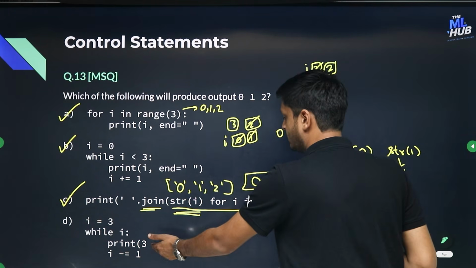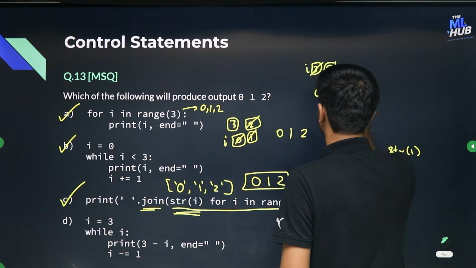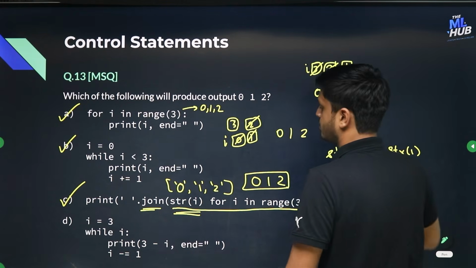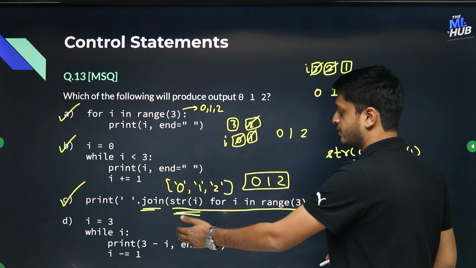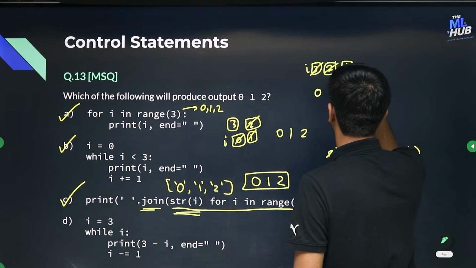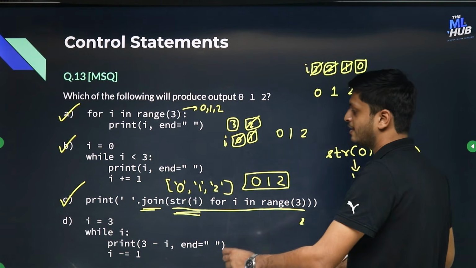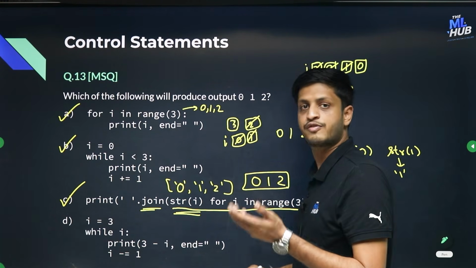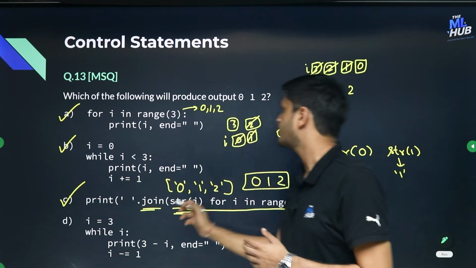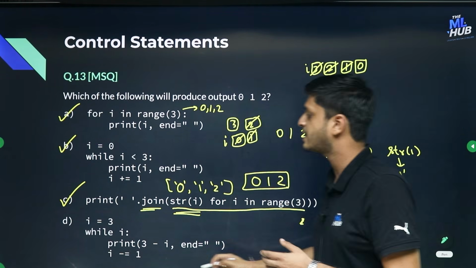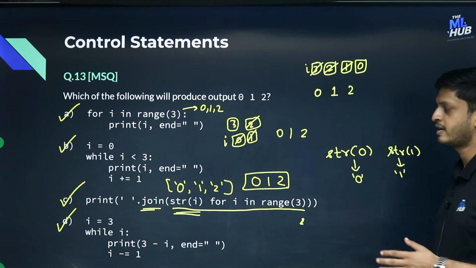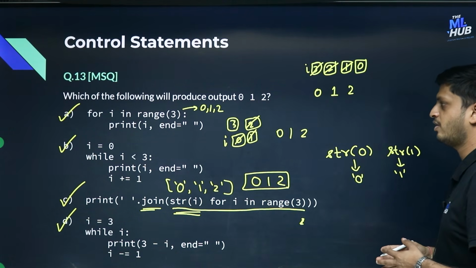So you will go inside and print 3 minus 2, which is 1. Then a space will be added. Then i will be decremented by 1 and will become 1. While 1 is true, print 3 minus 1, which is 2, and then a space will be added. Then i will be decremented by 1, which means i will become 0. Now we have while 0. 0 is false, which means your condition broke down and you will come out of the loop, and the output will again be 0, 1, 2. So all the programs give the output 0, 1, 2. So the correct answers are A, B, C and D. All of them are correct.